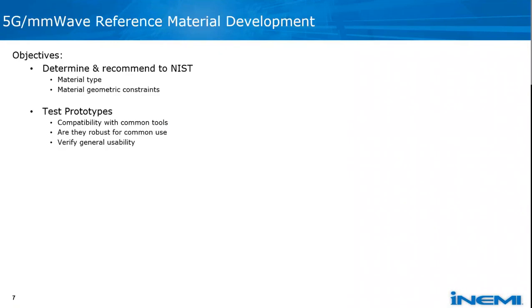Okay, so let's talk a little bit about what this project is. There are a few objectives that we have from this, and at a high level, the main idea here is that we want, as a group of industry and people that are using these metrologies, to recommend to NIST, the National Institute of Standards and Technology, a set of material recommendations and a set of requirements for an SRM, standard reference material artifact, that would satisfy the needs of industry, so that NIST can go down the path to develop a traceable standard.